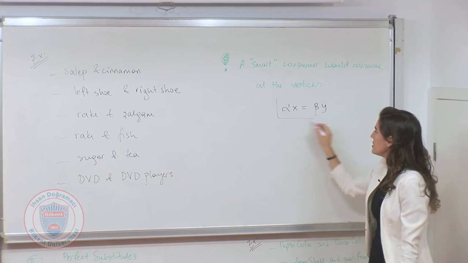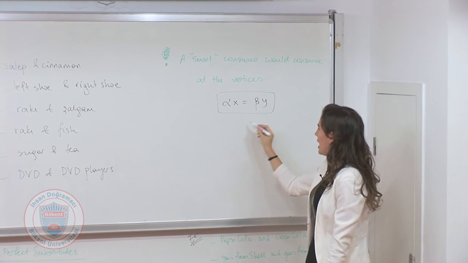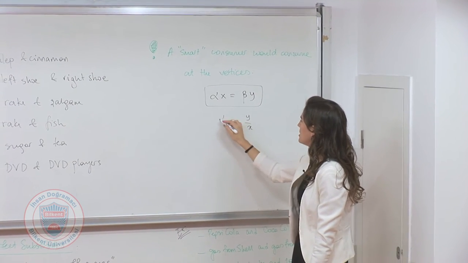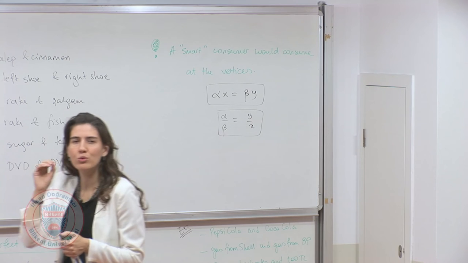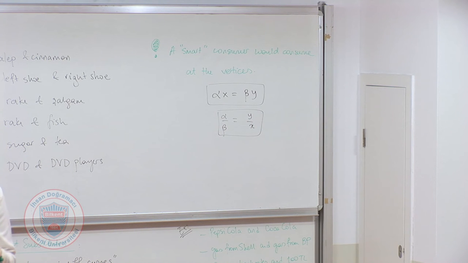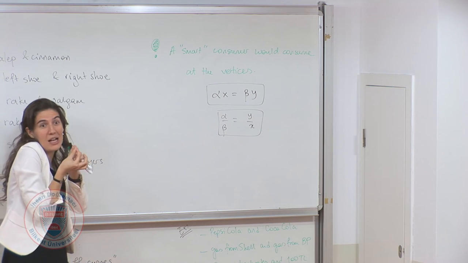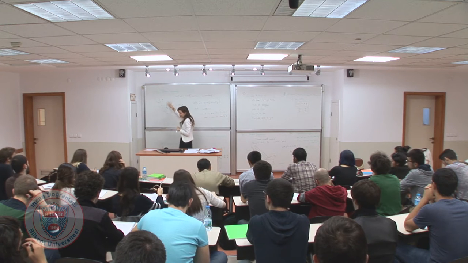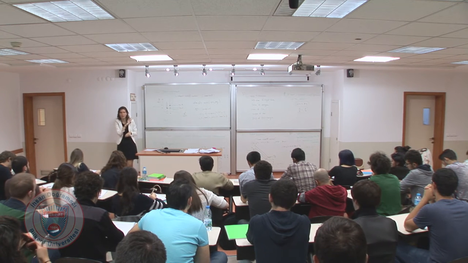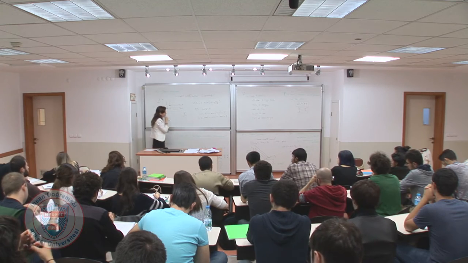So you see that the smart guy would be consuming there, and you see that y over x is equal to alpha over beta, meaning that this guy would always consume these two goods at a fixed proportion. Now don't get confused with the perfect substitutes. There, they were substituting one for the other at a fixed proportion, at a constant rate. Here, they are consuming these goods together at a fixed proportion, okay? That's why sometimes this is called fixed proportions as well.